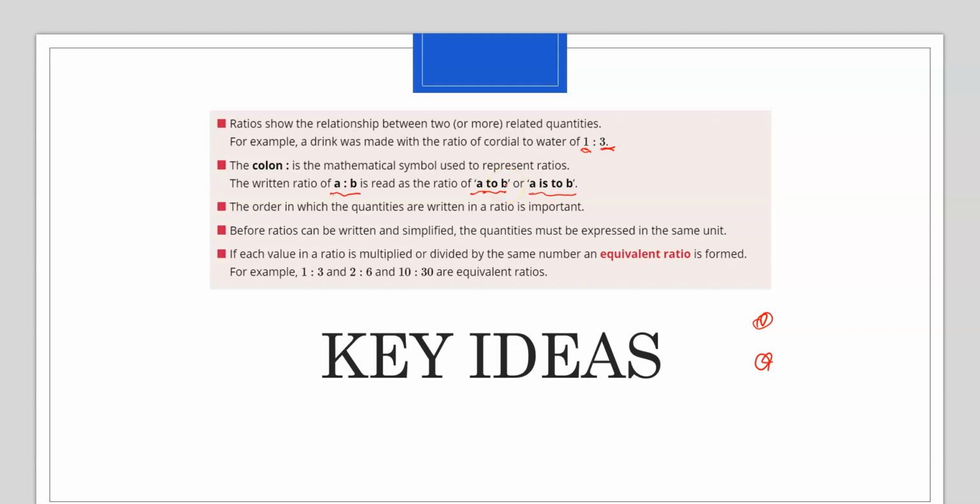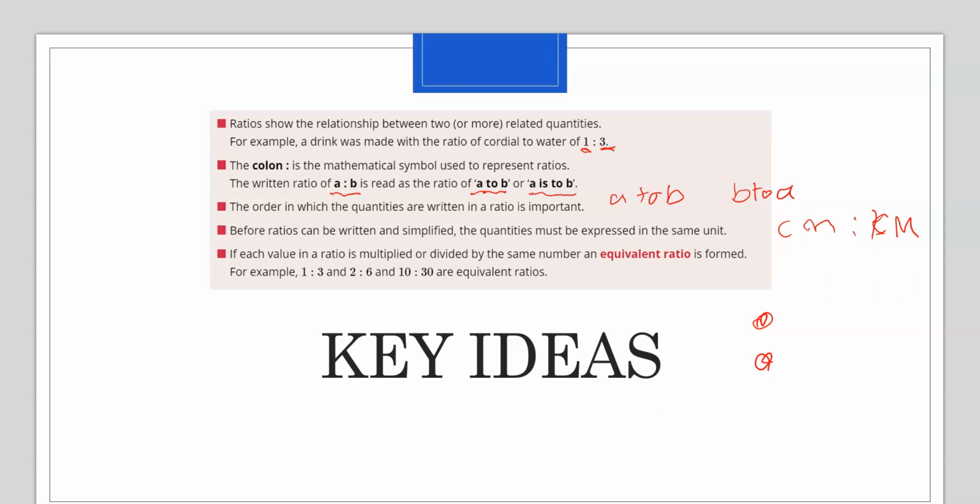The order in which the quantities are written in the ratio is important. So you must make sure you get them the right way round, because A to B is very different to B to A. Before ratios can be written and simplified, the quantities must be expressed in the same unit. So you can't do something in centimetres to kilometres. We need to be using the same units.